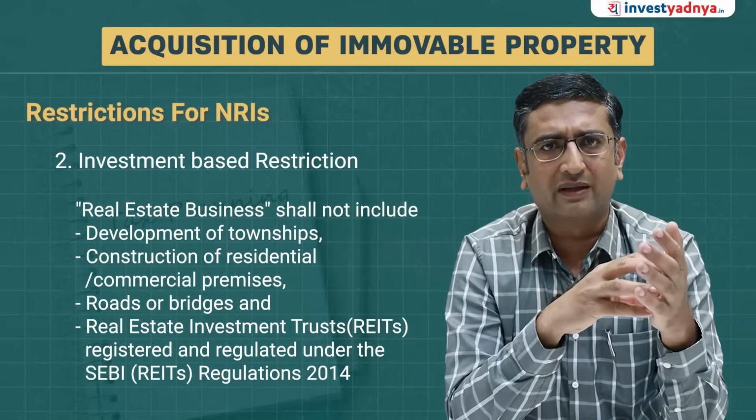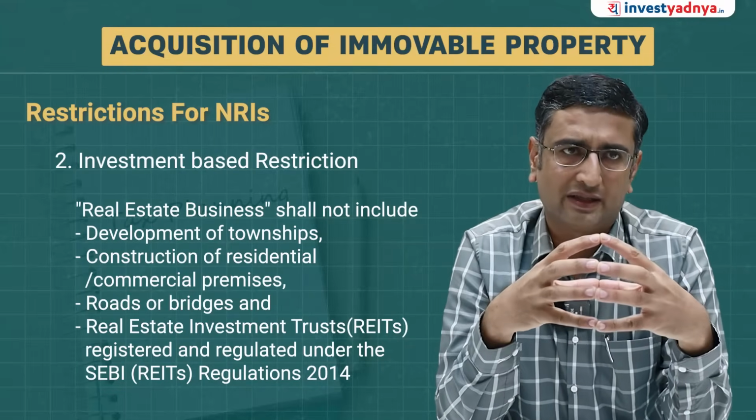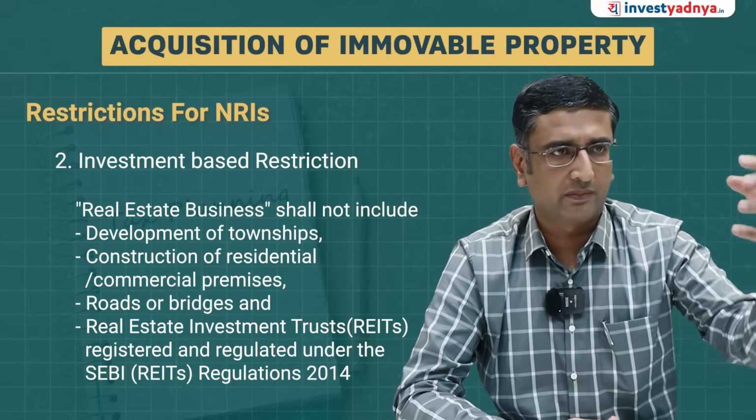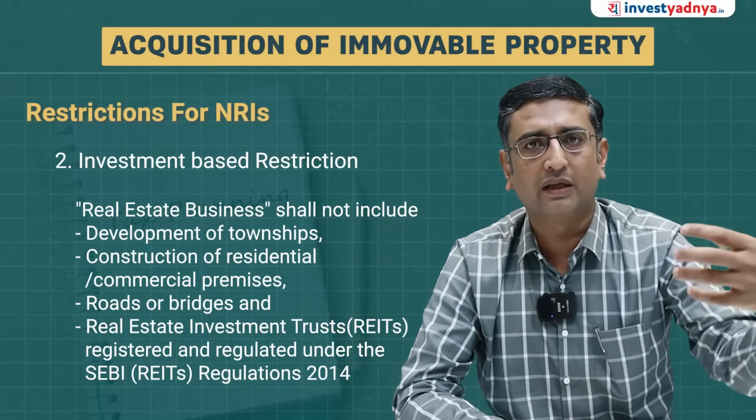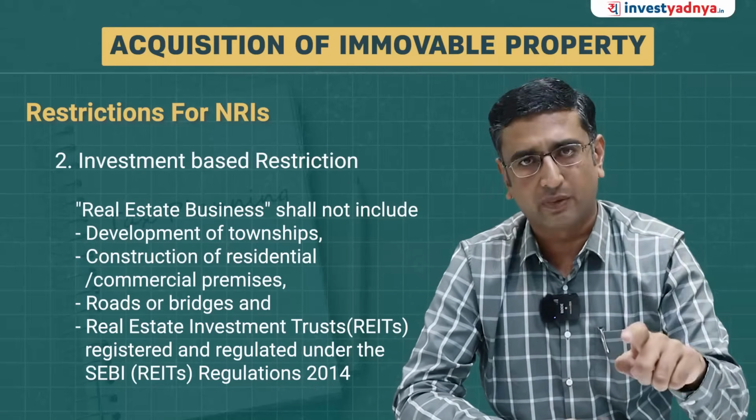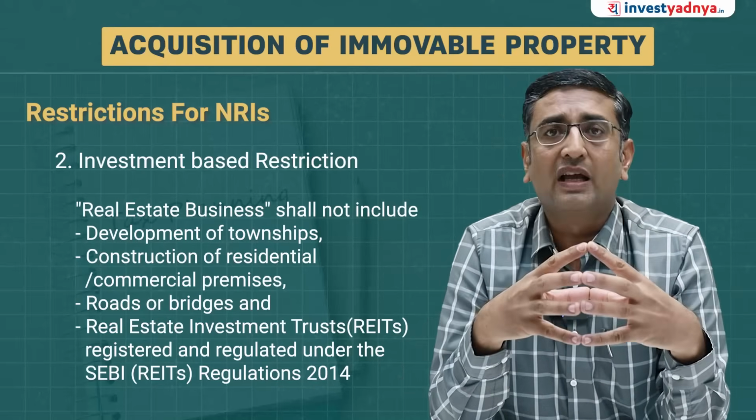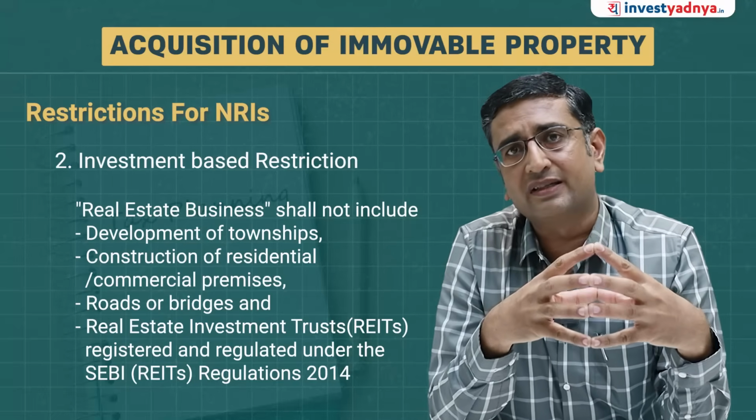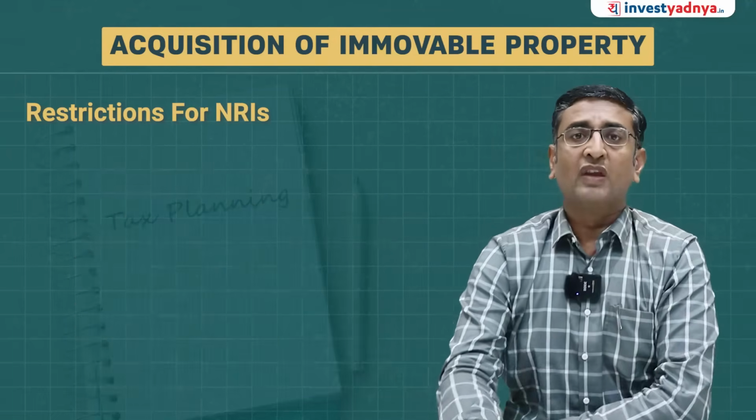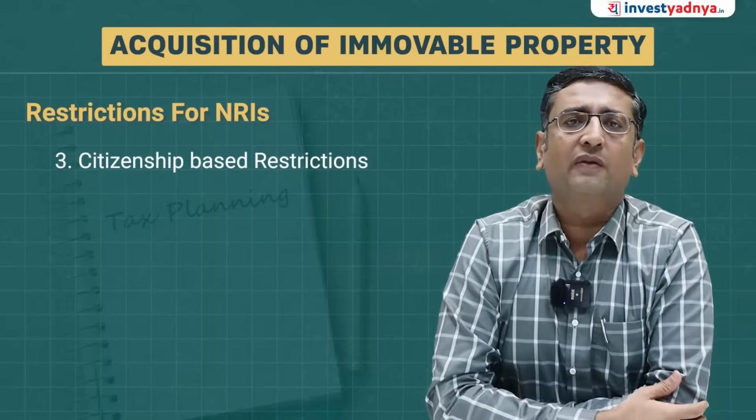Mainly they want to cover any kind of trading in real estate. So if I am a broker who is dealing in real estate, or I am purchasing and selling real estate only for trading purposes, such kinds of businesses are not allowed, and such businesses fall under real estate businesses. Third restriction is on the basis of citizenship.